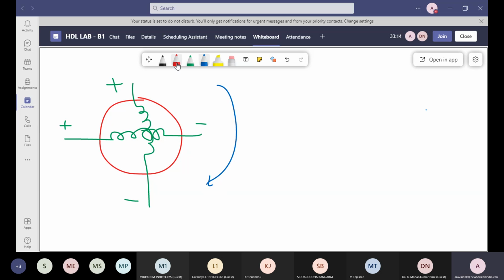Instead, let us say I make this plus, this minus, and then this plus, this minus. Now the motor will move in this direction. But remember, the motor is going to move always in steps because there are two sets of electromagnets. There are two windings now.